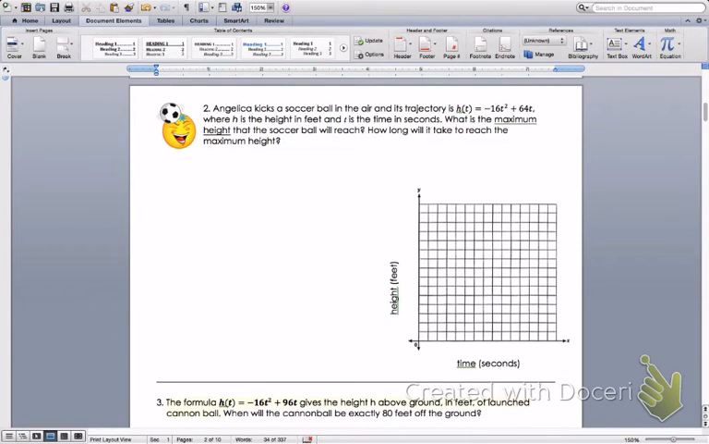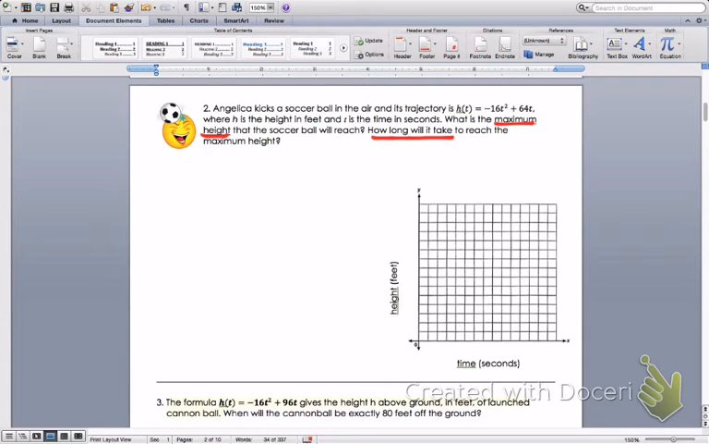This next problem is asking, let's see, Angela kicks a soccer ball in the air. We have this equation. H represents the feet, T represents the time. What is the maximum height that the soccer ball will reach? So how high will this soccer ball go? Thinking about what it's asking us, and how long will it take to reach this height. So they're asking us two questions: what's the maximum height and how long will it take?